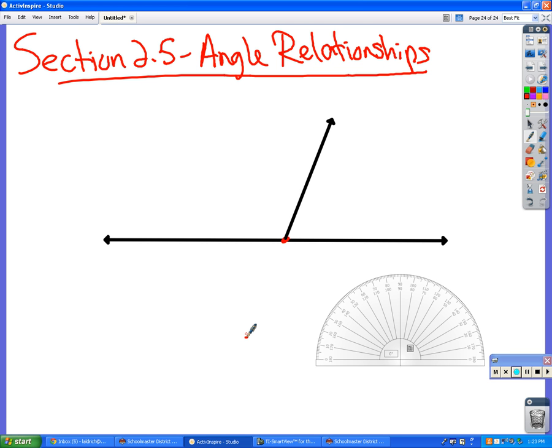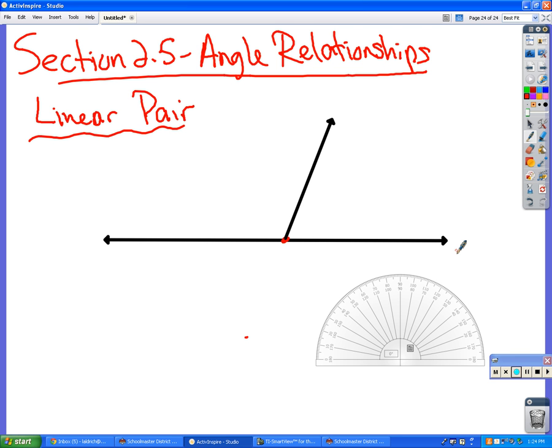Okay? And this was on your quiz, and I'm sure everybody got it correct. What are these two angles called? Linear pair. These two angles are called a linear pair. What makes them a linear pair is that these two sides right here make a straight line. A pair of angles, two of them, the sides go together to make a straight line.